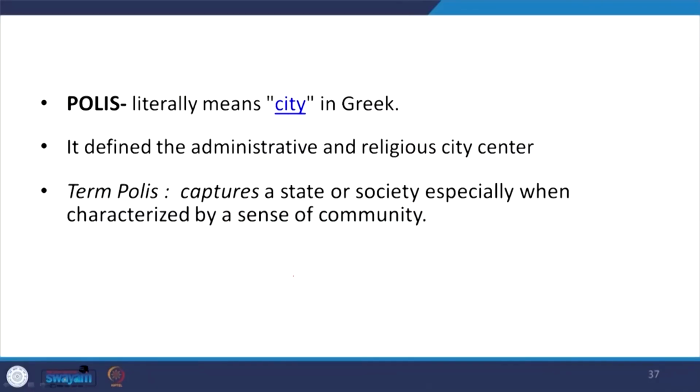Looking at the political context of civilization, there was transformation from rulers to religion. People were worshipping God and democracy. We see that the name given to polis, which means city, captures a state or society, especially when categorized by a sense of community. Formation by the Greeks themselves was synoikismos, literally a gathering together.